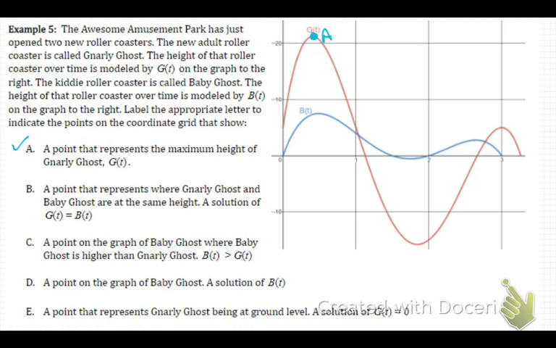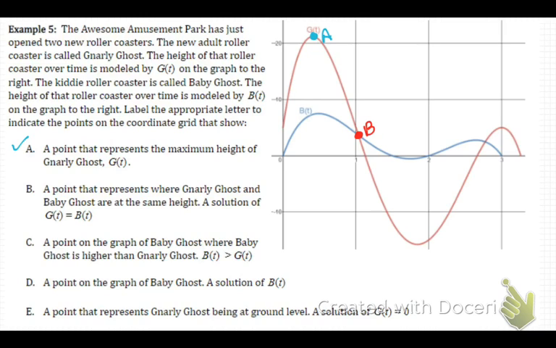Okay, part B, it says a point that represents where Gnarly Ghost and Baby Ghost are the same height. So a solution to G of T equals B of T. So where are they the same height? Right here. Near the one, what do we call that? It has a specific name. Point of intersection, yes. So one of them is right here.